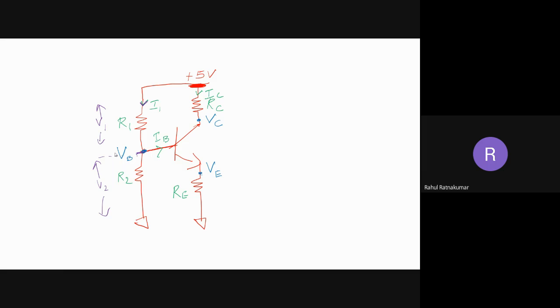right? So now what is VB? We already know VB. This VB voltage, which is dropped across the 2 resistance, is going to be given to the base. This is the input I'm giving to the base of this NPN transistor.